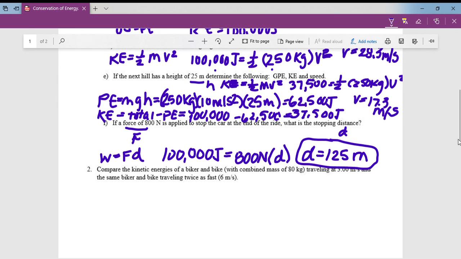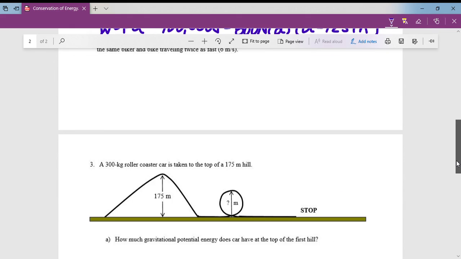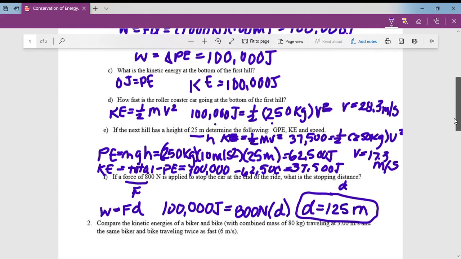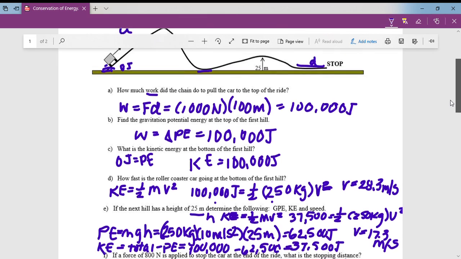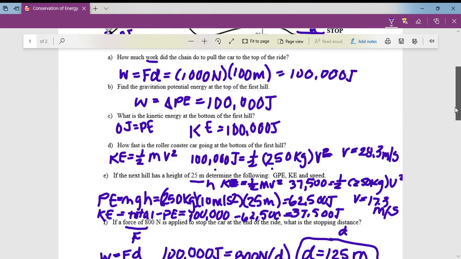Okay, so you're going to look at the other ones. Now remember, these aren't going to look exactly like this one. For example, down here in letter F, they're saying if the roller coaster came to a stop at 175 meters, here's our distance, what is the force? So we're doing what we just did here, except it's the other variable. Look at what we did up here and think about what's going on. If you need help, just email me or send me a message and I will help you.